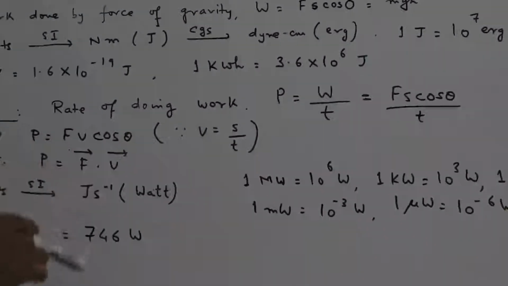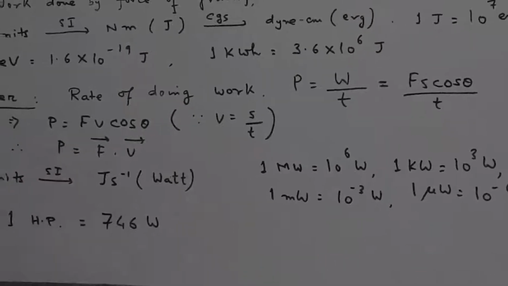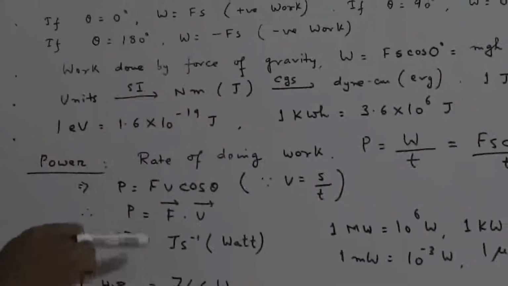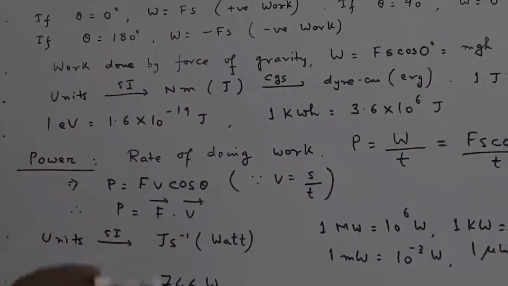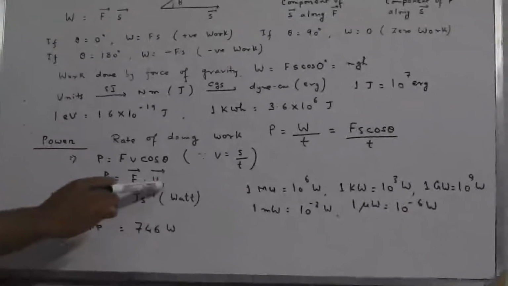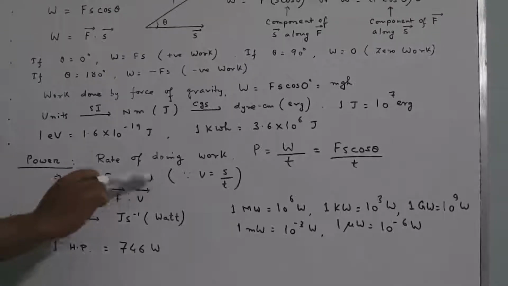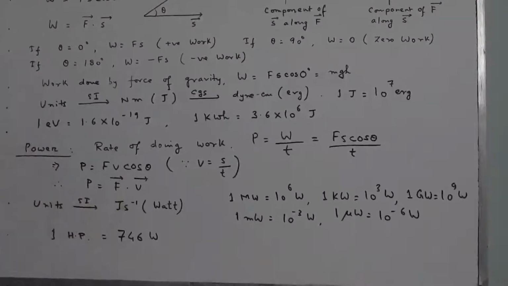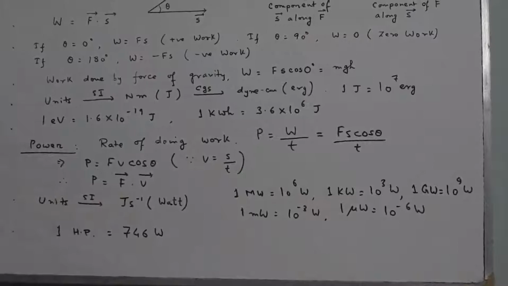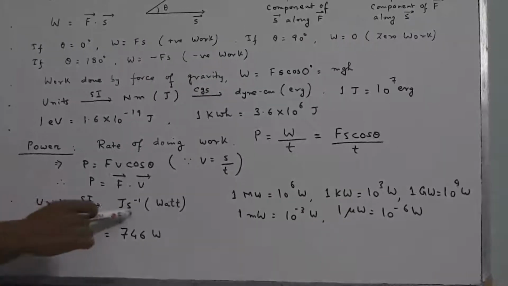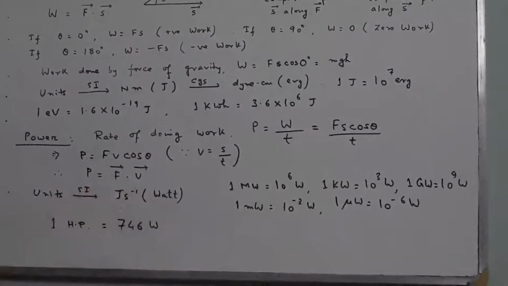And in an equivalent manner, what we wrote in the case of work as F dot S, in this case we can write as F dot V vector. So the dot product of force and velocity will produce the power. We have to just remember P is Fv cos theta because the dot product is elaborately discussed in class 11. The units of power are joule per second, which is popularly called watt.